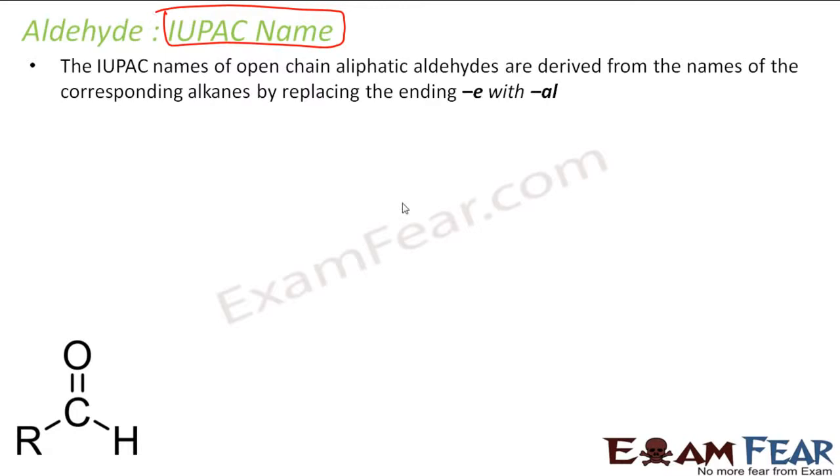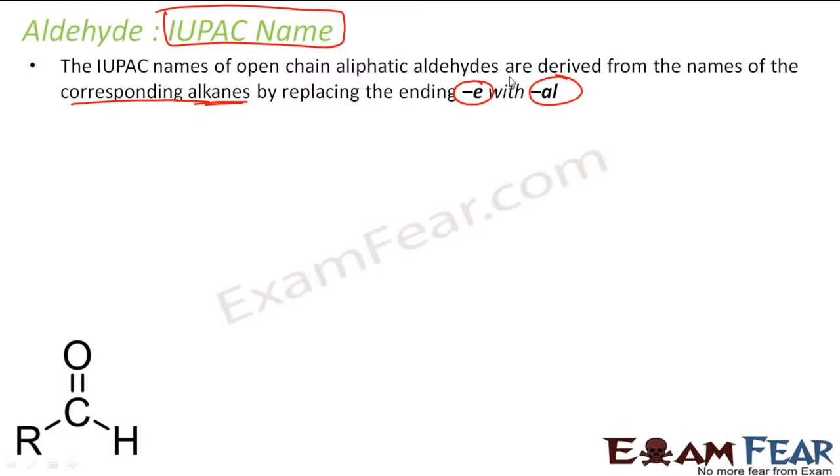In the IUPAC name, generally the IUPAC name for any of the compounds is derived from the alkanes, right? So here also this is derived from the corresponding alkanes by replacing E with Al. Please note here, the common name is a little weird, right? Because the common name depends on the trends.